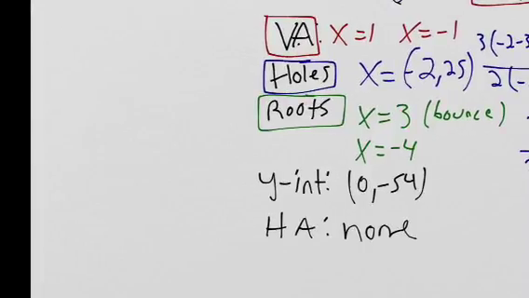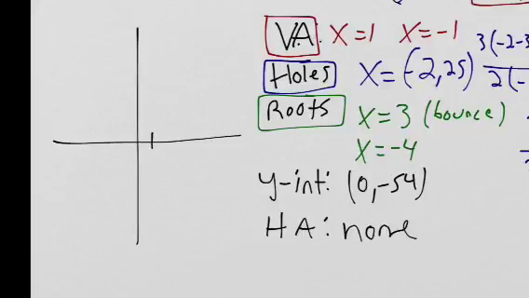So we draw our coordinate axes. Let's put our vertical asymptotes in first. We have one at 1 and negative 1. So here's one of them, and then at negative 1. All right, and then we have a hole at negative 2, comma 25. So we'll just come up here and say we're at negative 2, comma 25.